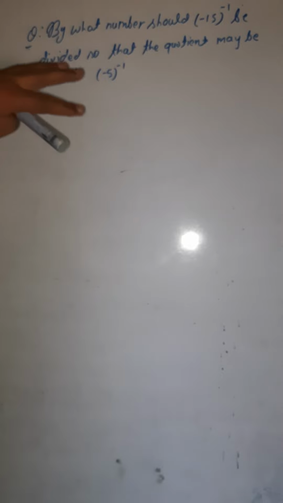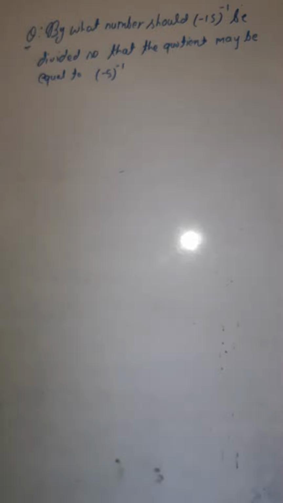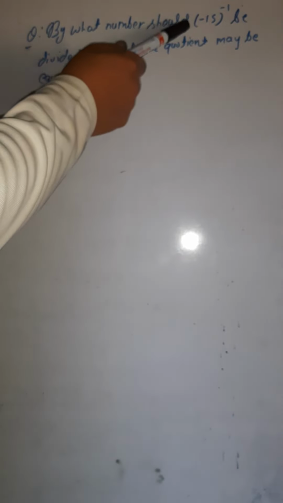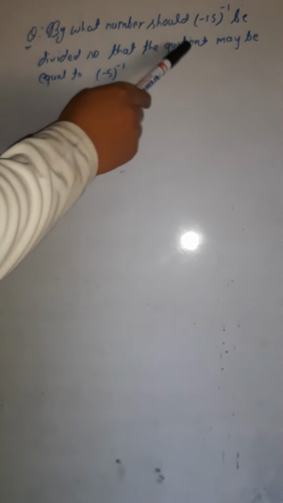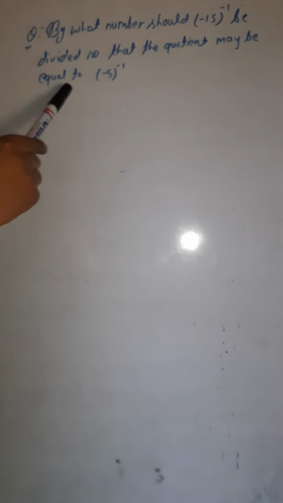So now this is the next question before you. And here the question is, by what number should minus 15 raised to the power minus 1 be divided so that the quotient may be equal to minus 5 raised to the power minus 1. So here you have to divide, okay, and then you have to tell the answer.